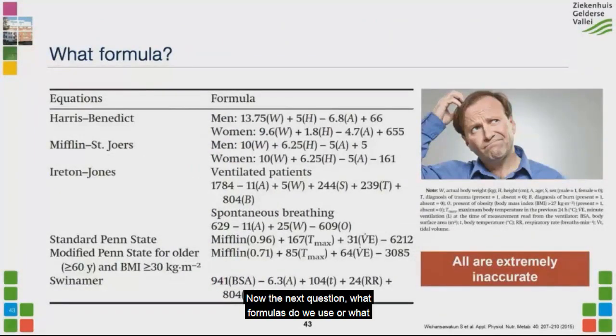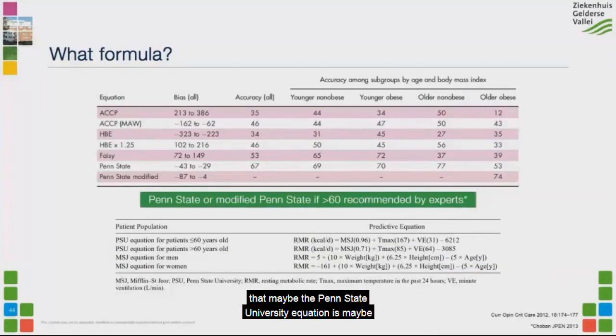Now the next question, what formula should we use, or what equation to calculate the energy expenditure? The best, of course, is indirect calorimetry. There are many studies showing that all the equations we use are extremely inaccurate. And in obese patients, it's said that maybe the Penn State University equation is slightly better.